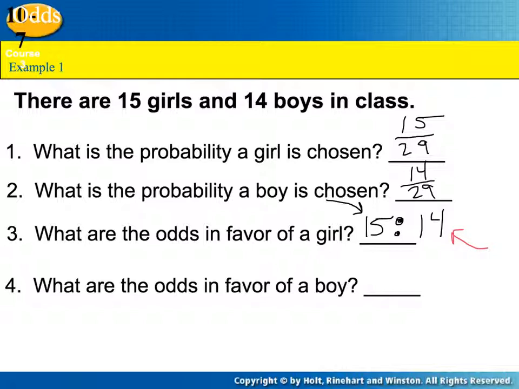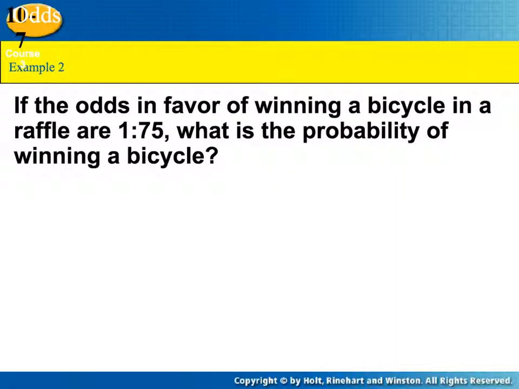Last one, odds in favor of a boy. That means in favor of a boy means the boys come first. Then, so there are 14 boys, and how many are not boys? Well, 15. So 14 to 15. All right, 14 to 15. All right, so what I want you to do is pause the video, write this down.